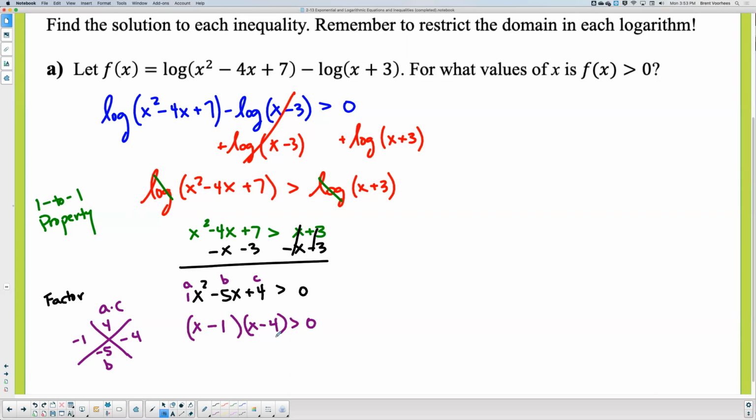Now if these were equal to 0, we would have zeros at +1 and at +4. So what we do now is create a number line. And what we're going to test are the values to find out where this is greater than 0. We're going to test those zeros, so that would be at 1, and then 2, 3, 4. And you also need to be aware of any restrictions on the domain.